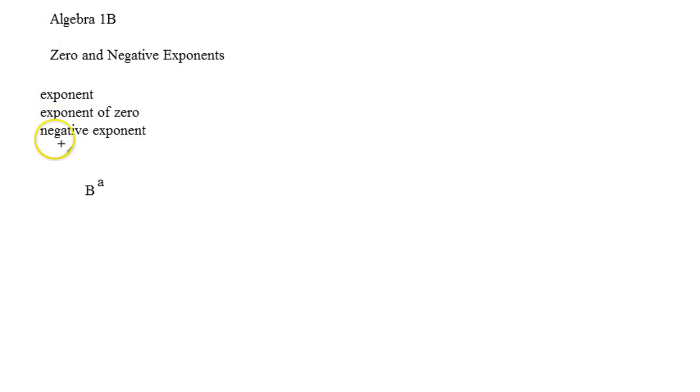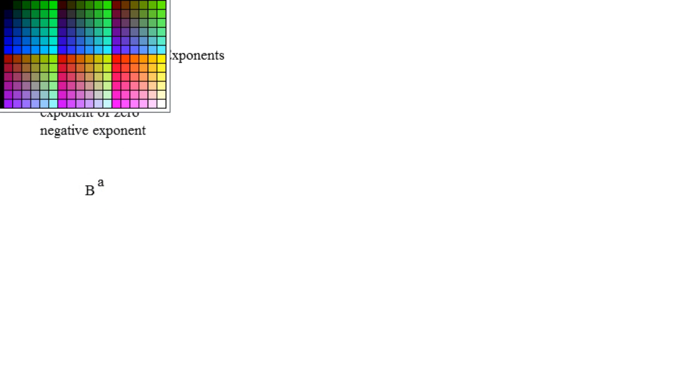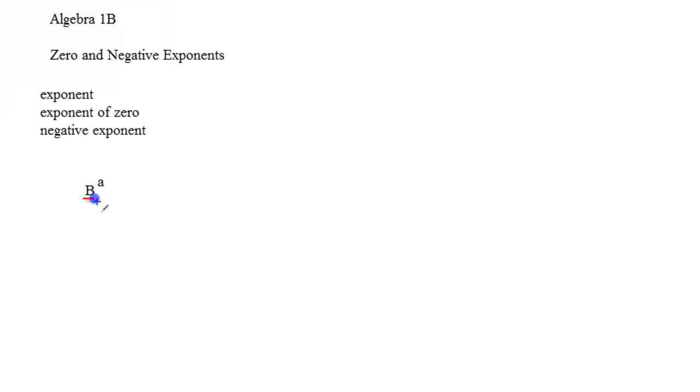Today we'll be talking about zero and negative exponents, and some definitions we need to go over. First off, let me get some colors. This we'll be referring to as a base. That one's pretty simple. So this is the base number. This number up here is the exponent.